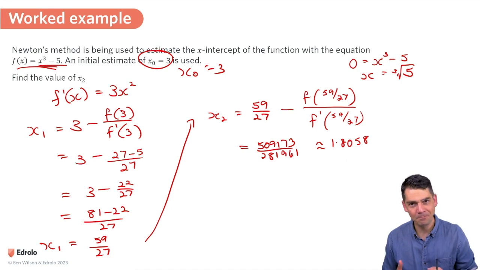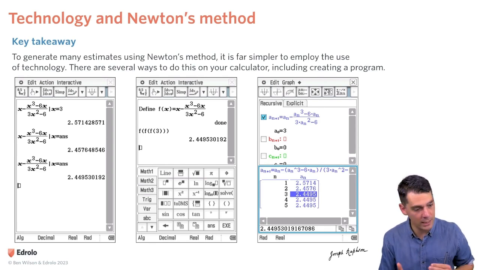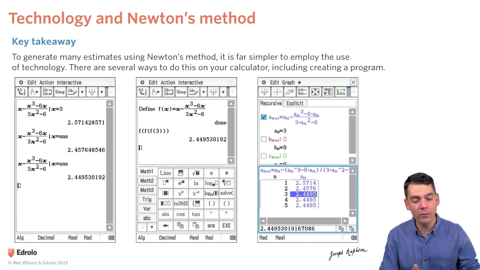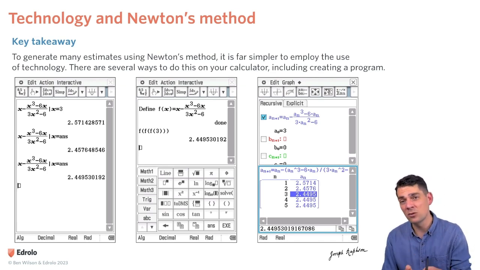So your turn. Okay, so let's get out our friend the calculator. We really need it in this lesson because we are struggling with some of these fractions in these worked examples. So no more, the calculator is going to take over. And this is how we can generate many estimates using Newton's method. So we're not going to find x1, then x2, then x3. Let's just get the calculator to do a bunch at once.